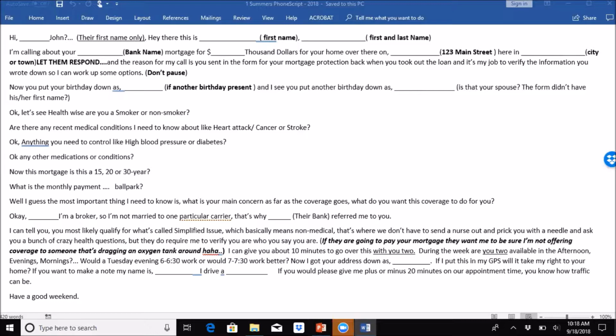Let's see, during the week, are you two available in the afternoon, evenings, mornings? The evenings? Okay. Would this Tuesday, 6:30, would that work, or would the 7 to 7:30 work better for you? Okay, now I have your address down as 123 Main Street. So if I put this in my GPS, will that bring me right to your home? Okay, if you want to make a note, my name is Scott Summers. I drive a little blue pickup. If you would please give me plus or minus about 20 minutes on an appointment time. You know how traffic can be in our area. Okay, have a good weekend.